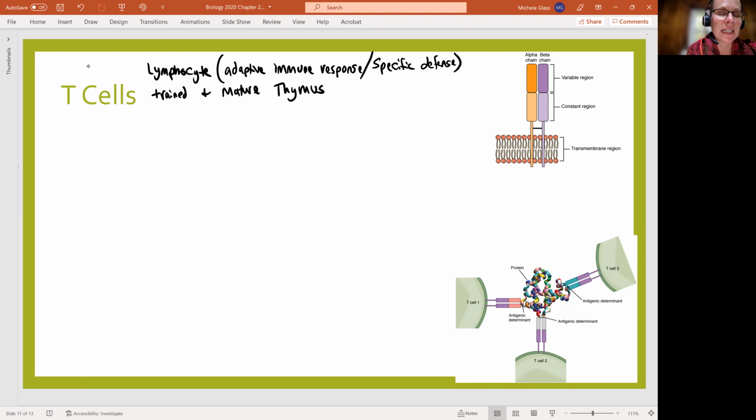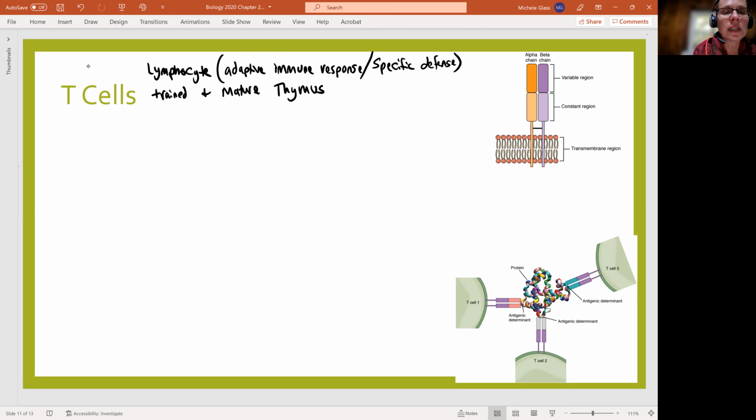So the thymus is the gland that we see located in the thoracic cavity. The thymus is more active in our youth than it is as we get older. So we do see that this is a process that's happening during our childhood primarily. The thymus, remember, is located between the sternum and the aorta.